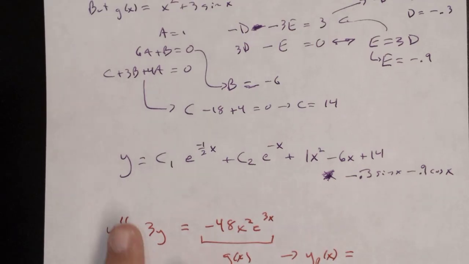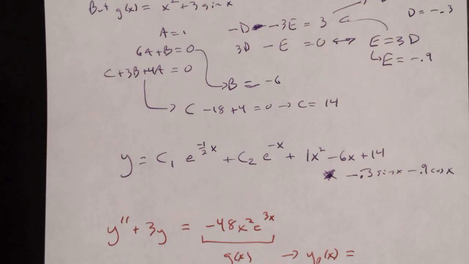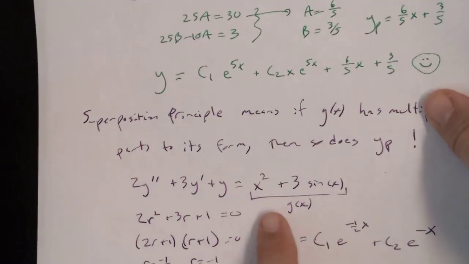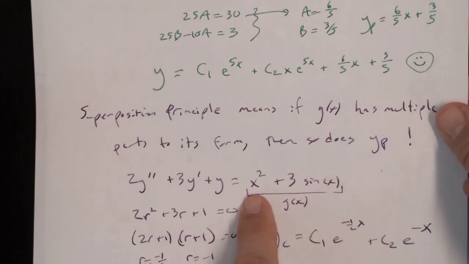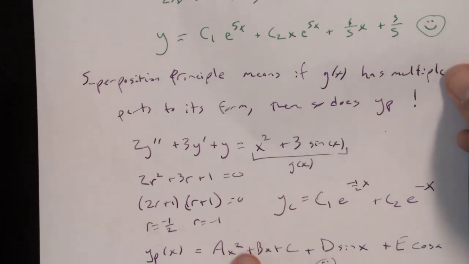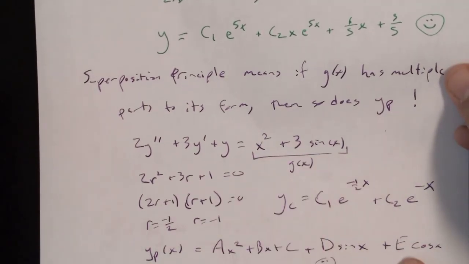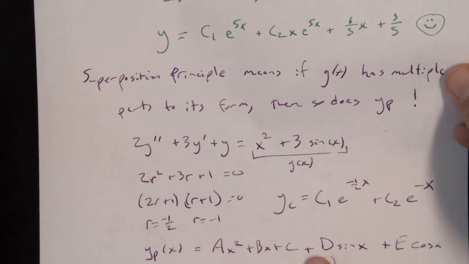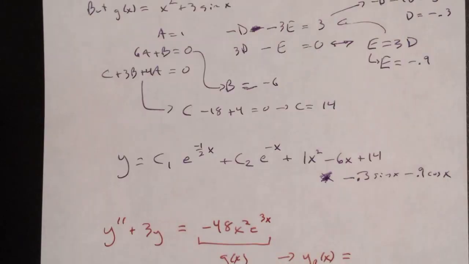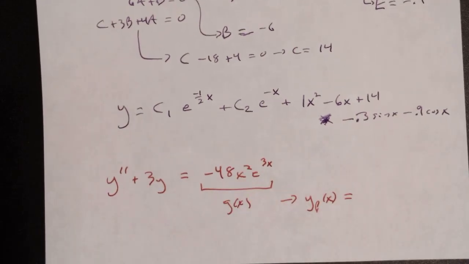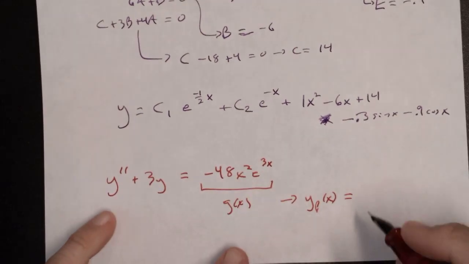So what I did is I said, oh, when I want to find the YP, I look at each of the two pieces. This is going to give me a quadratic. And this is going to give me trig stuff. And I added them together because this was being added together. So now I'm going to say the same thing. I've got a quadratic. So I should get a quadratic.